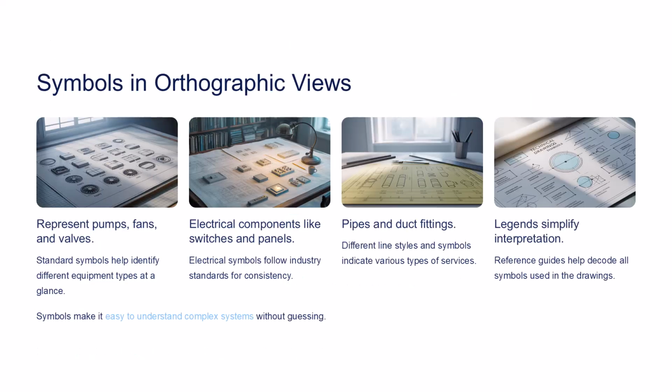Symbols in orthographic views. Symbols play a central role in orthographic drawings. Pumps, fans, and valves are represented through simple icons. Electrical switches, panels, and outlets are also shown symbolically. Pipes, ducts, and fittings use standard notations.